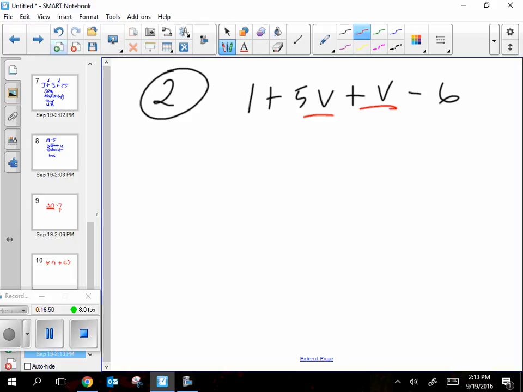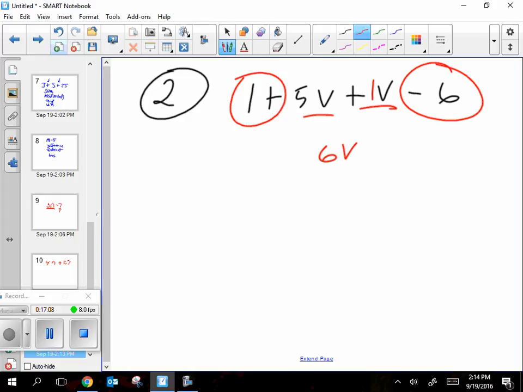6v. A lot of people get confused when there's no number. You can always put a 1 in front if you want. 5v plus 1v makes 6v. And then how about these guys? Aren't they both just normal numbers? So which one wins, the negative team or the positive team? Negative. How many negative players are still left?